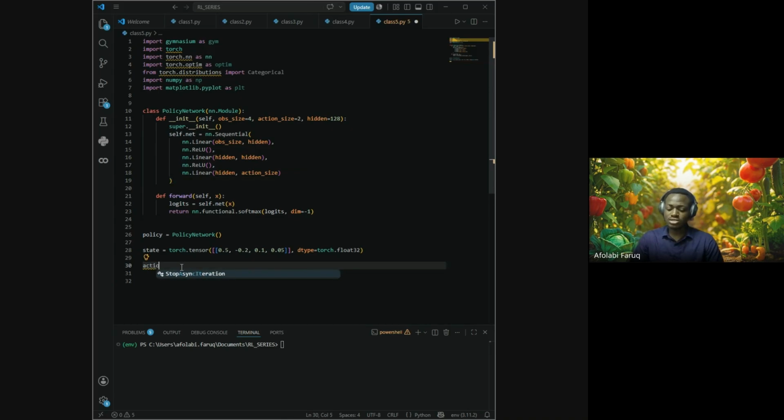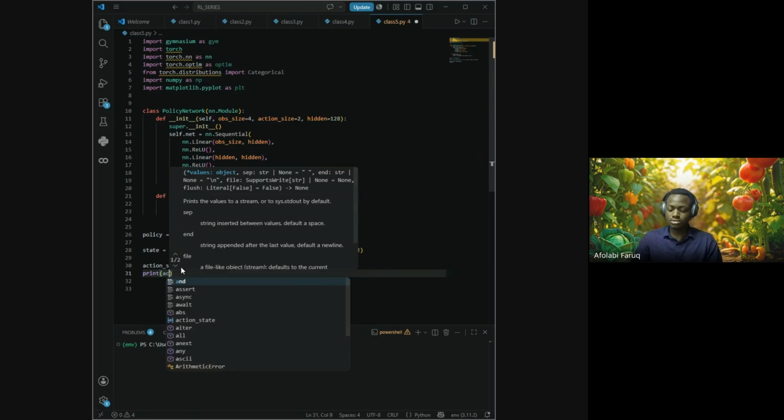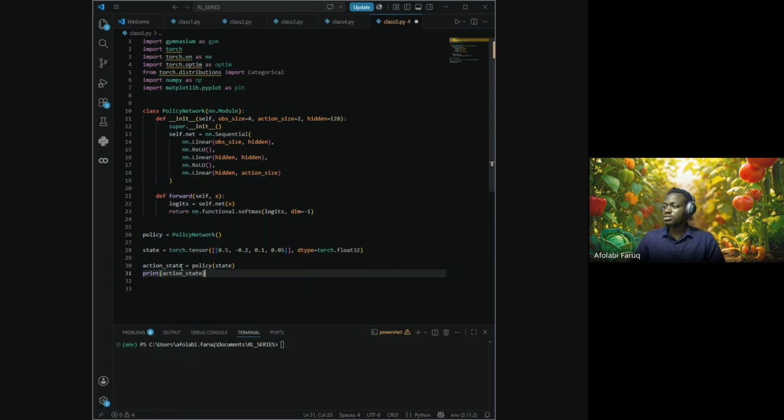So let's say the action state equals policy. Then I'm going to pass this mock state into it. Now let's take a look at what this is. Action state. Let's take a look at that.